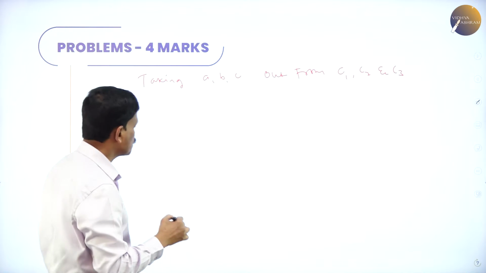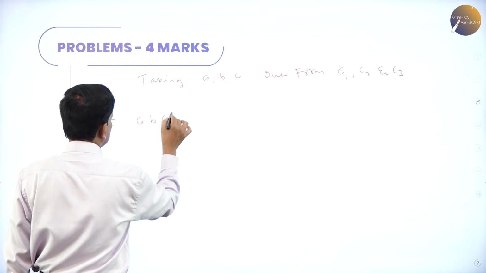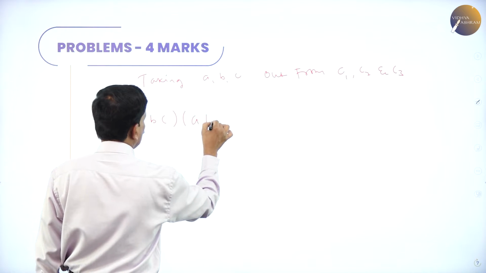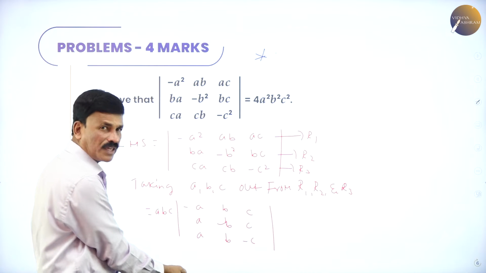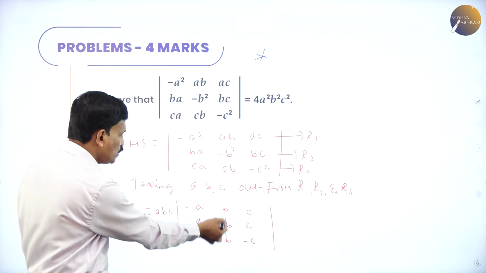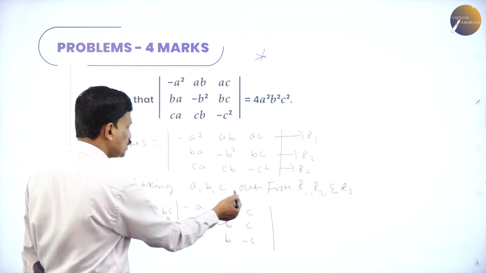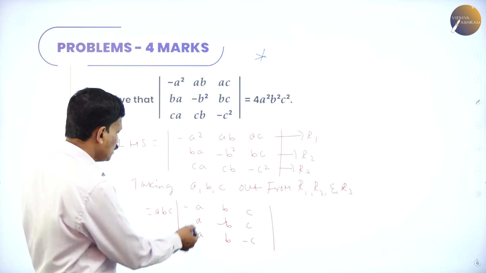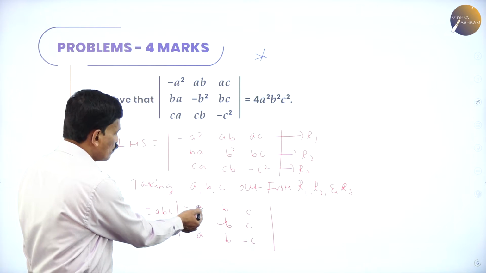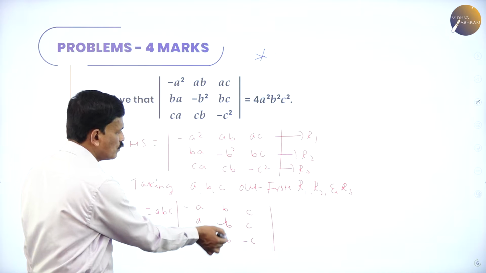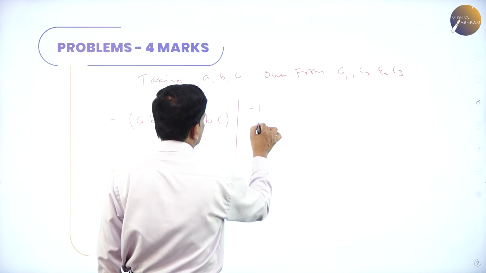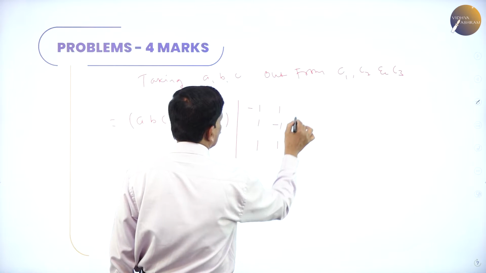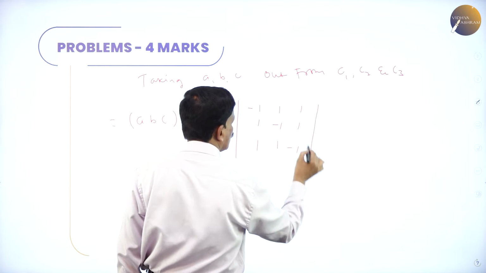So this is equal to abc. Already we have taken one abc, and one more time we are taking abc. So a common factor from column 1, b common factor from column 2, c common factor from column 3. If you take a, then this becomes 1, minus 1, 1, 1, 1, minus 1, 1, 1, 1, minus 1.